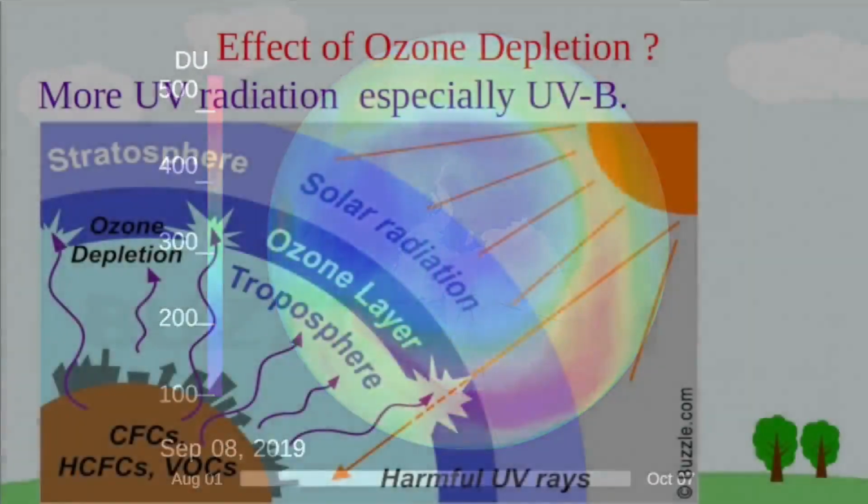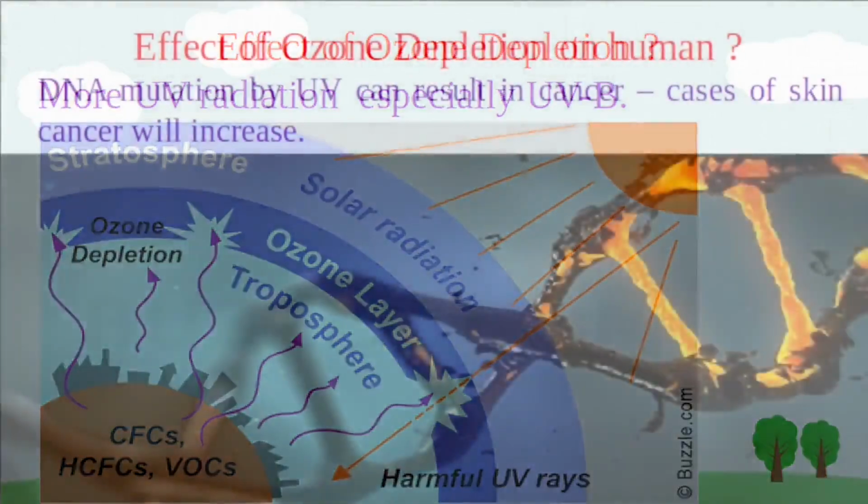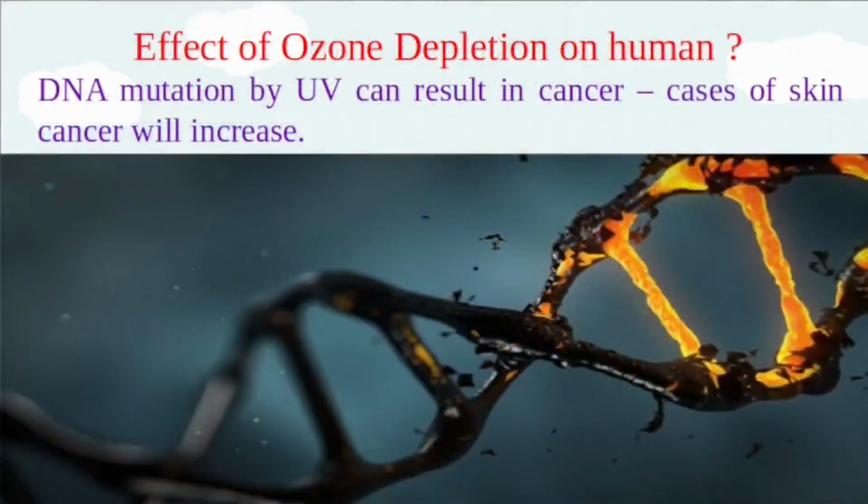Let's see what effects ozone layer depletion can cause on human. Ozone layer depletion in stratosphere results in more UV radiation reaching the earth, especially UVB of 290 to 320 nanometer wavelength. The UVB radiation affects DNA and the photosynthetic chemicals. Now any change in DNA can result in mutation and cancer.